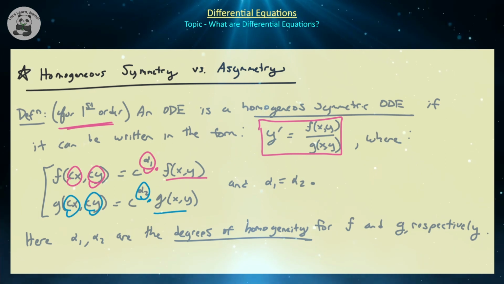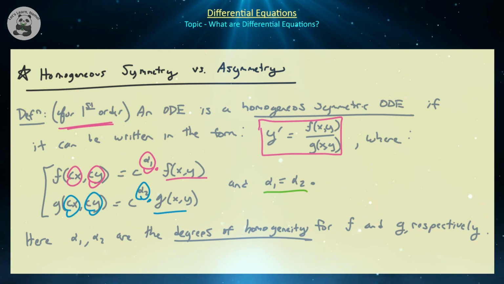And if you cannot represent these functions in this particular form, then we say that those are inhomogeneous symmetric functions, and hence you won't be able to write this as a homogeneous symmetric differential equation in the first place. But let's assume that you can do this for both f and g. And lastly, let's assume that the degree of homogeneity for f and g are equal to each other.